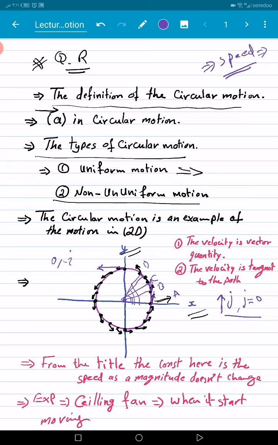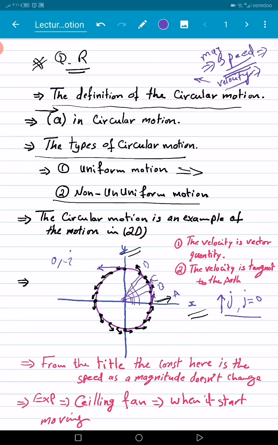But what gives this motion its circular path is the velocity. So be careful about these two points. Speed as a magnitude is constant. Velocity, as a direction, is not constant, it will change. What is a nice example for this? Any motion moving from the start in a circle.